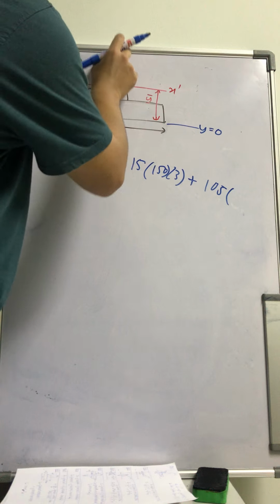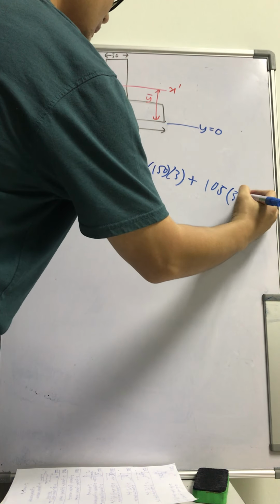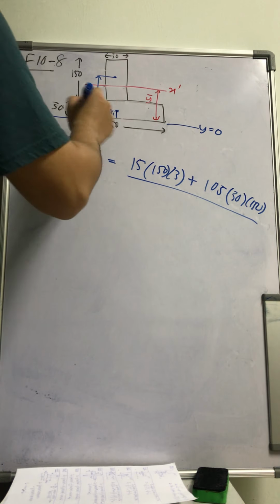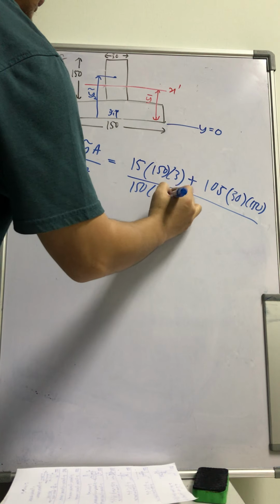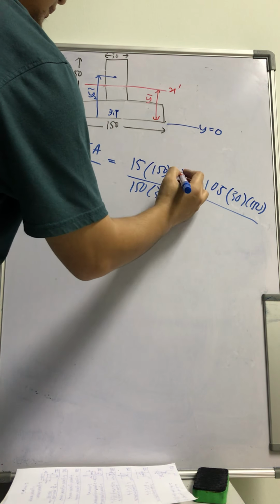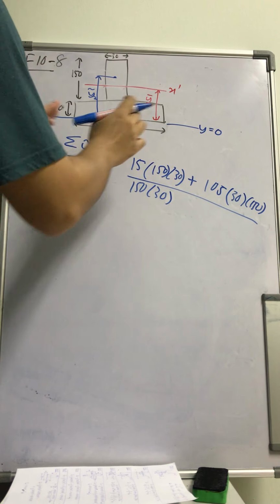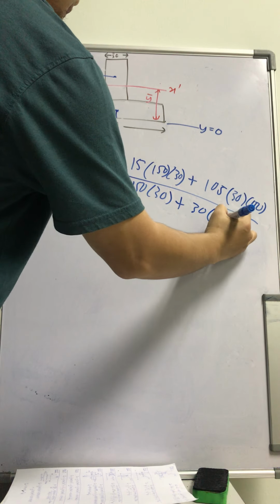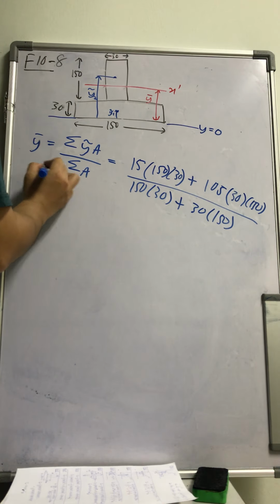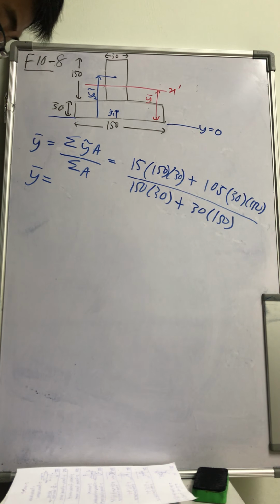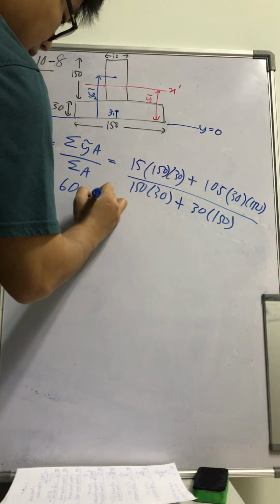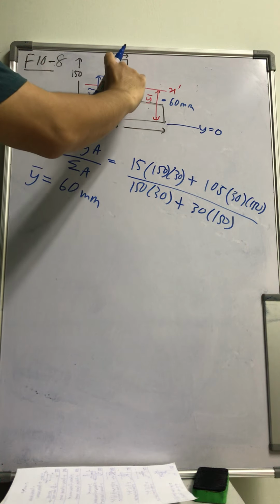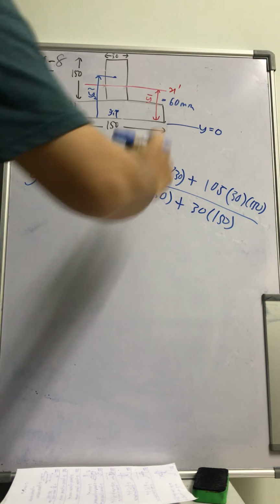And then the A is 30 times 150. And the summation of area is 150 times 30 plus 30 times 150. So you hit the calculator and you will find your y bar equals 60 millimeter, which means that this is 30 and then 30. You understand that? 60 millimeter from the bottom.